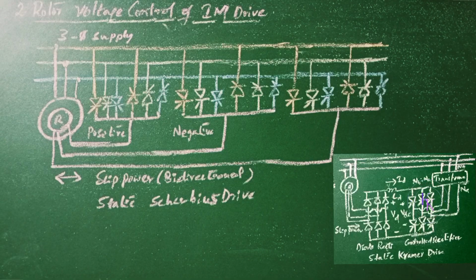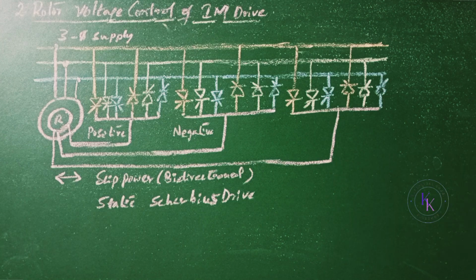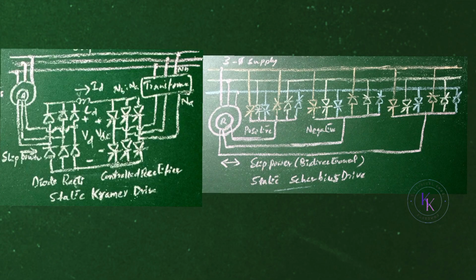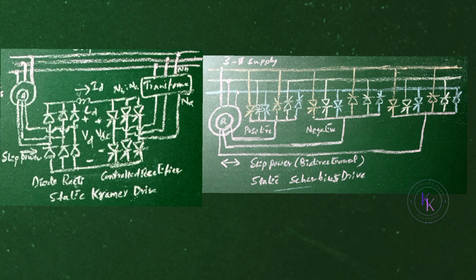Again, by replacing the bridge rectifier by a three-phase dual converter or cycloconverter, as shown in this figure, slip power flow in either direction is possible, and this arrangement is called the static Scherbius drive. Static Kramer and Scherbius drives are used in large power pump and blower applications where a limited range of speed control is required. Since the motor is connected directly to the source, the power factor of this drive is generally high. This is regarding the rotor voltage control of an induction motor.